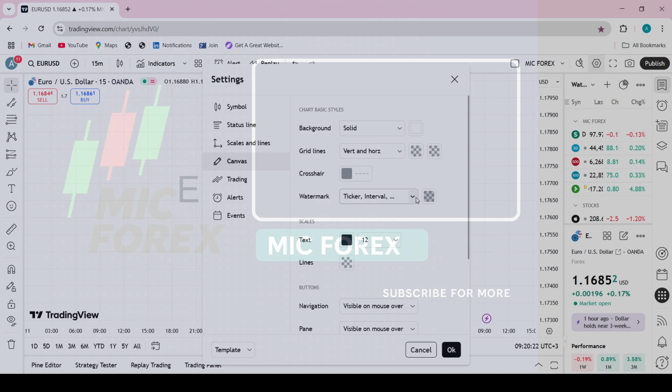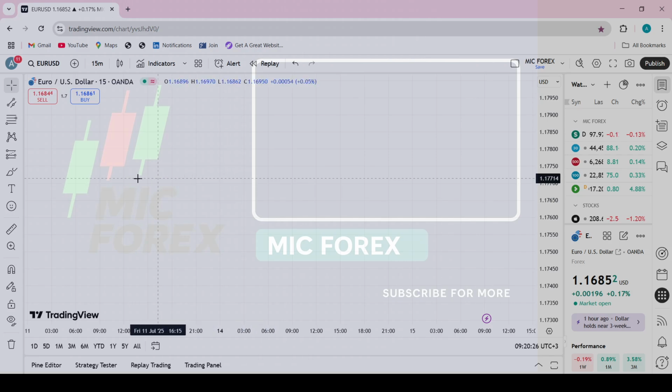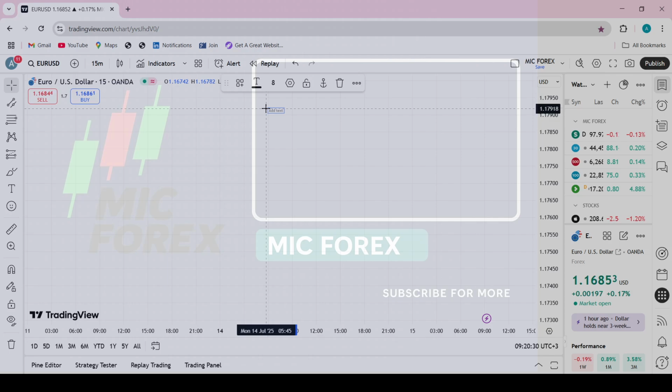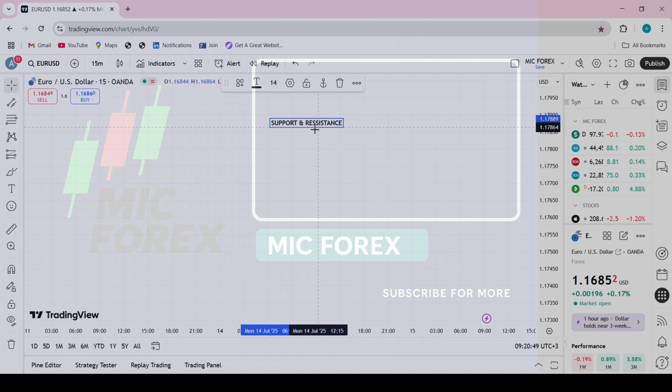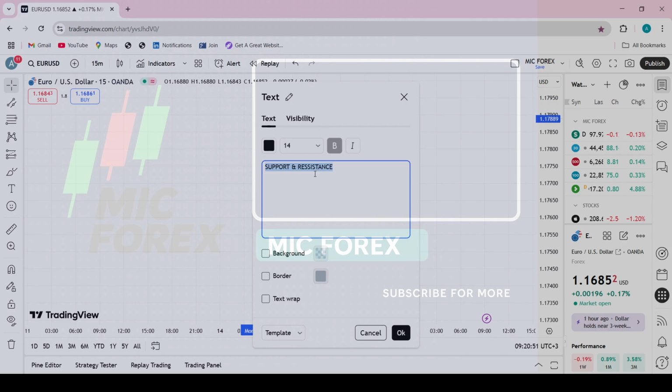And as I said earlier, we are just trying to simplify everything. Today I want us to look at support and resistance. Make this one big. Something like that. Support and resistance. Resistance should be a single S, not double.